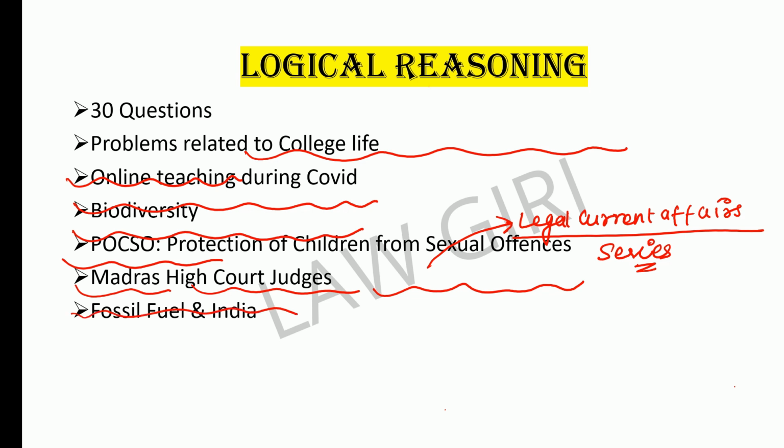Then we had Madras High Court judges related to humor and all that. There was an article. Then fossil fuel and India. So basically, if we go through the topics, they were all based on current affairs. So if someone was reading the newspaper regularly, then it was great for them, right?